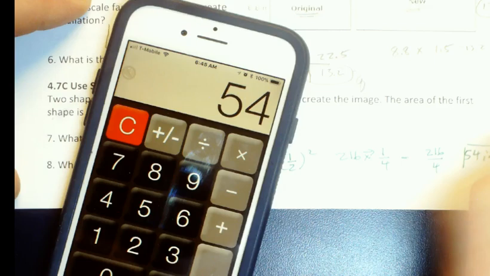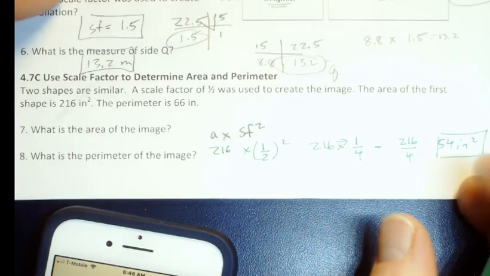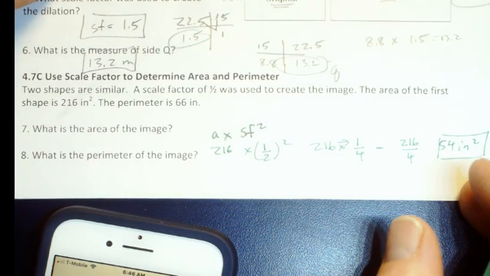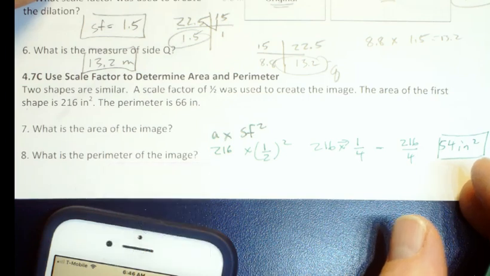And that makes sense. It's 1/4 of it because you're multiplying by 1/2 squared. And we know it's going to be smaller because they used a scale factor of 1/2. It can't be bigger. All right, what is the perimeter of the image?